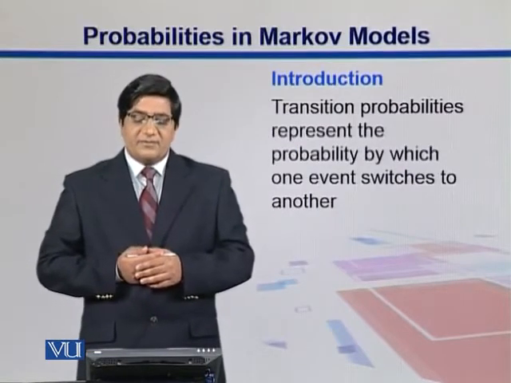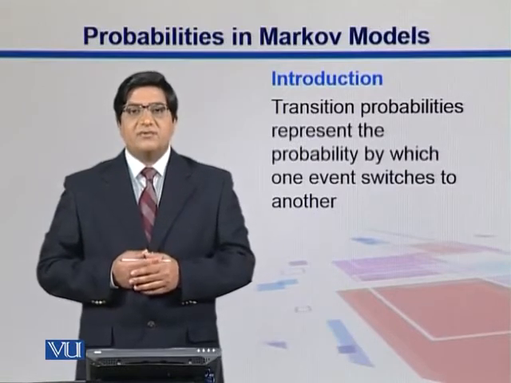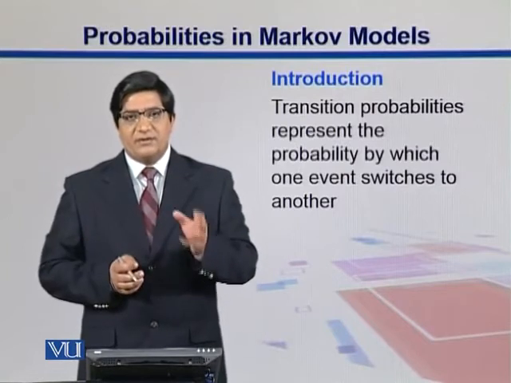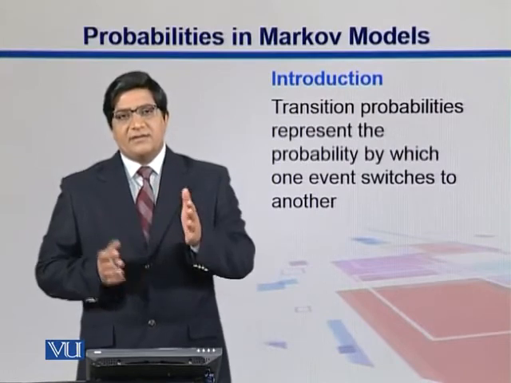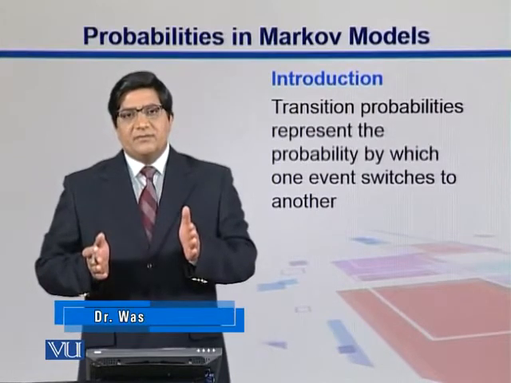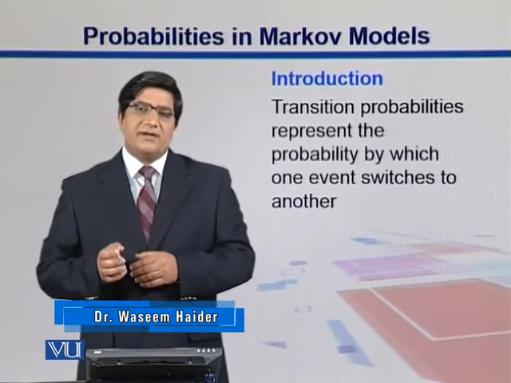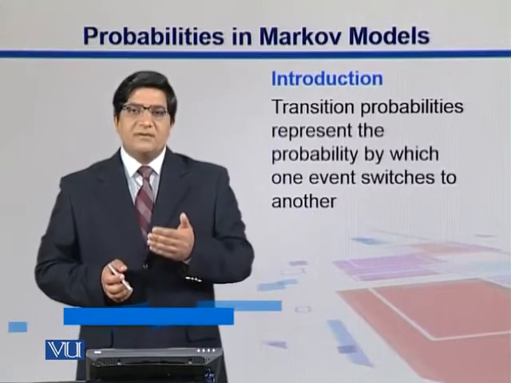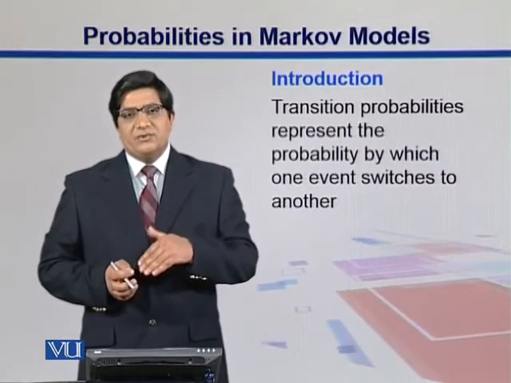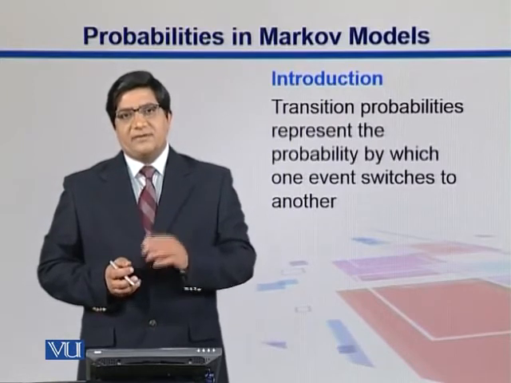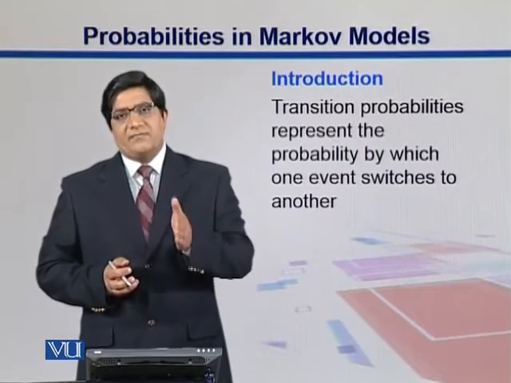Transition probabilities represent the probability by which one event switches to another. So it's moving from one state to another. So you are using the loaded die, and then you switch it to the fair one. That is the probability with which you switch from one state to another. So if you are throwing it 10 times, and over 9 times you are using the fair one, and on the 10th throw you are using the loaded one, then this transition probability is 0.1. So after 1 out of 10 events, you switch.